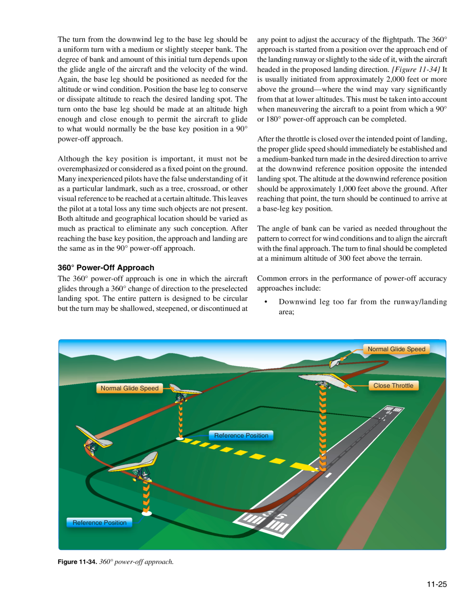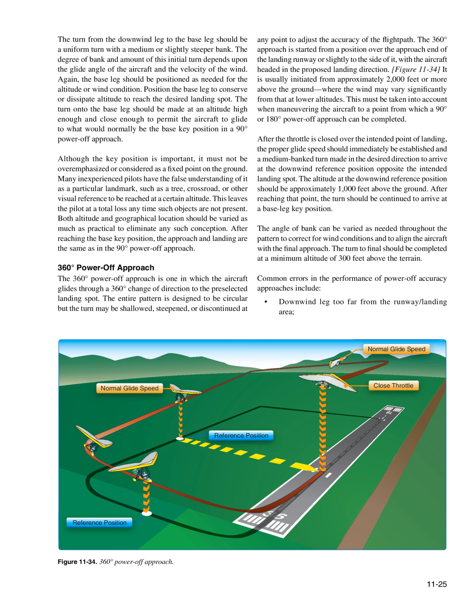The turn from the downwind leg to the base leg should be a uniform turn with a medium or slightly steeper bank. The degree of bank and amount of this initial turn depends upon the glide angle of the aircraft and the velocity of the wind. Again, the base leg should be positioned as needed for the altitude or wind condition. Position the base leg to conserve or dissipate altitude to reach the desired landing spot.